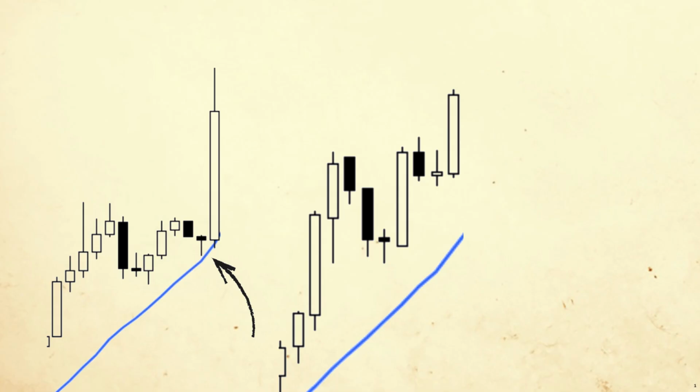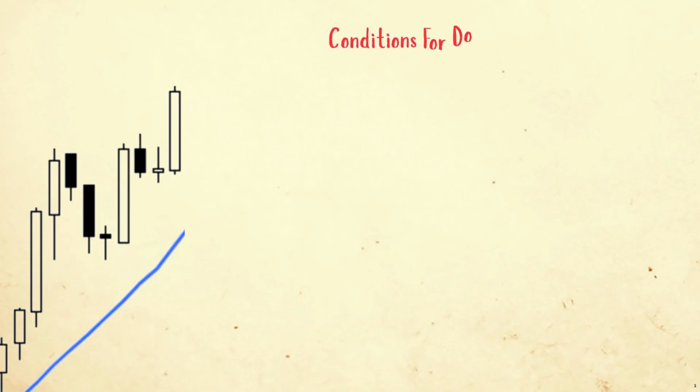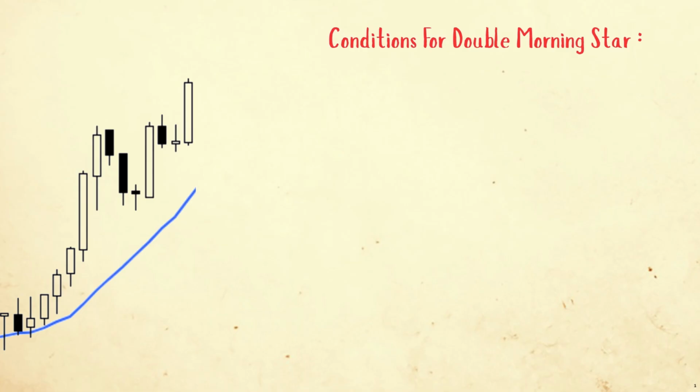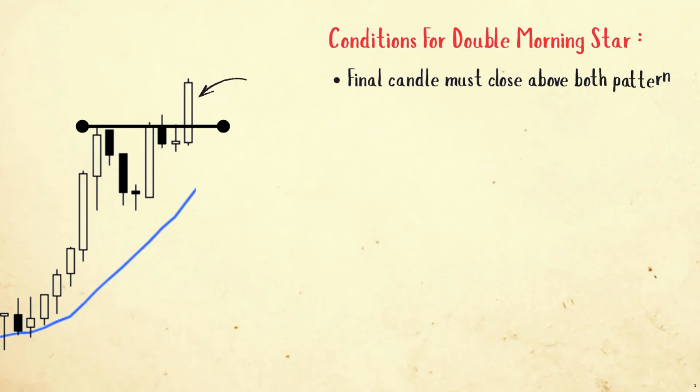The key idea is that after the first morning star pattern appears, the second morning star pattern should form within the next 1 or 2 candles. When this condition is met, the pattern remains valid and can be considered for trading opportunities. Before moving on to the strategy, there are a few more important details you need to understand about the double morning star pattern. The most important condition is that the final bullish candle of the second morning star pattern must close above the entire overall pattern. This confirms that buyers have gained control and that the setup remains valid.